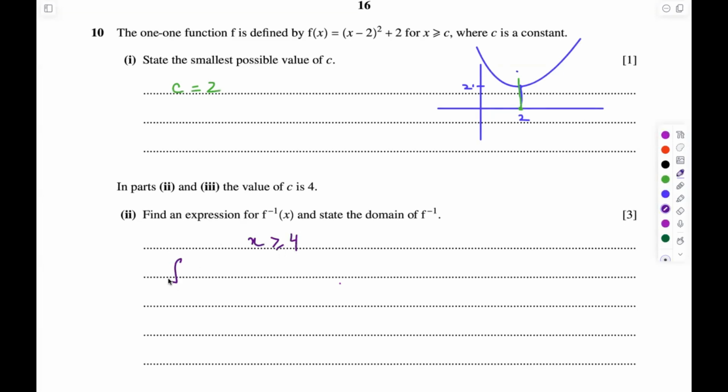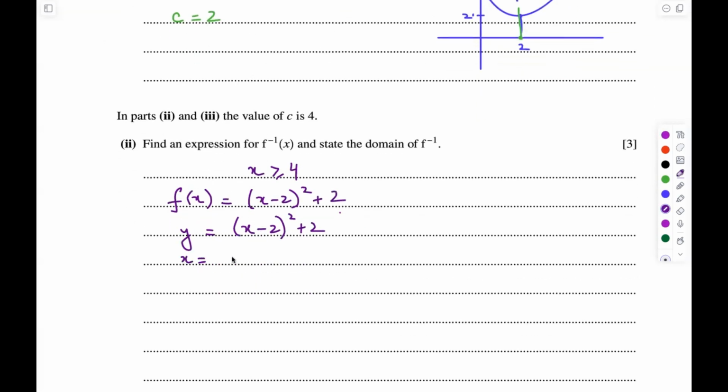Now in the first step, to find the expression for f inverse, we know that f of x is equal to (x minus 2) whole squared plus 2. Writing y in place of f of x, we'll get y equals (x minus 2) whole squared plus 2. Now exchanging the values of x and y, we'll get x equals (y minus 2) whole squared plus 2. Taking 2 to the left hand side, we'll get (y minus 2) whole squared equals x minus 2. Taking the square root now on both sides, y minus 2 will be equal to the square root of x minus 2.